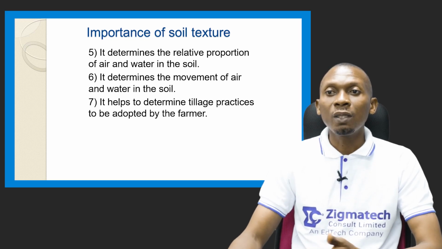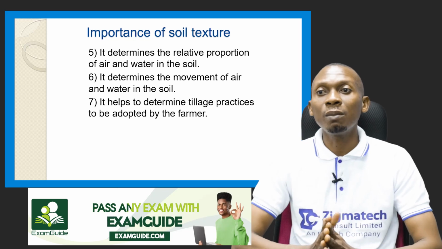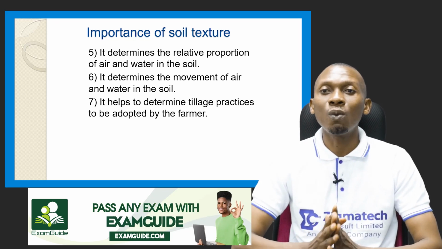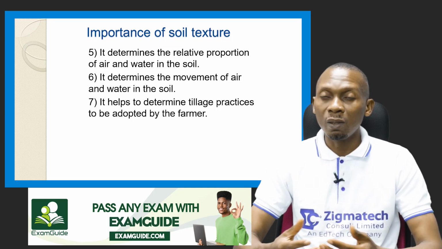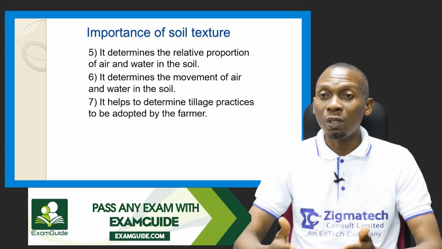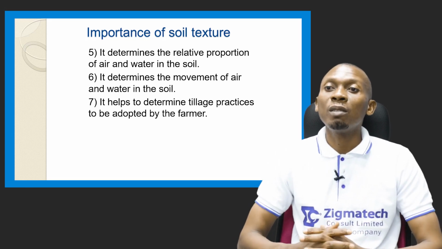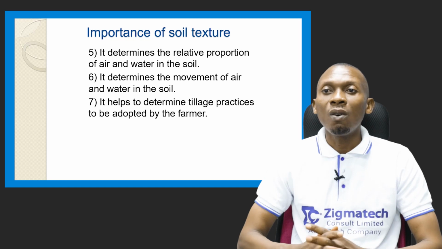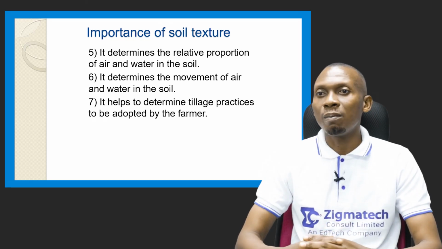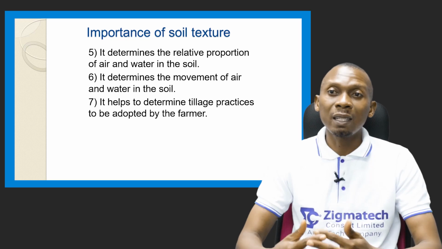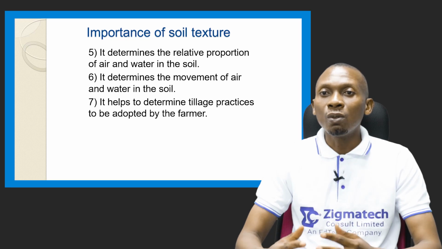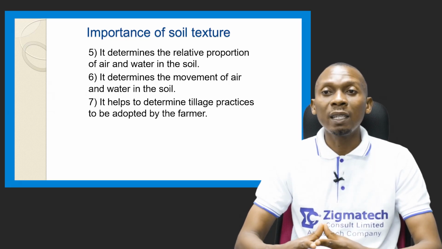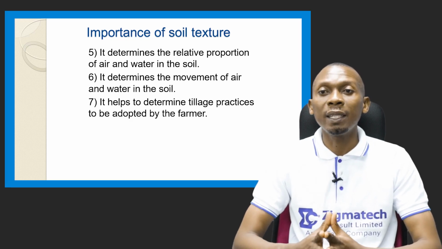It also helps the farmer to determine the relative proportion of air and water in the soil, based on the outcome of the soil type that has been determined. It also helps to determine the movement of air and water. All of these you can relate to our last topic when we talked about sandy soil and clay soil. So when you're able to discover which type of soil it is, you're able to know the relative proportion of air and water in such soil. The farmer is also able to know the movement of air and water in the soil.